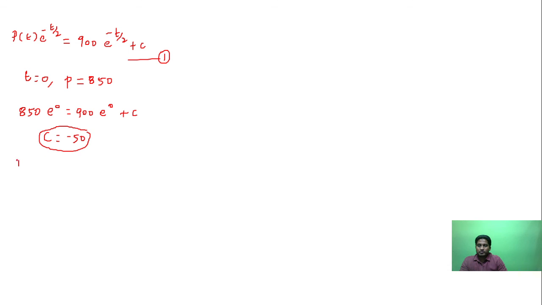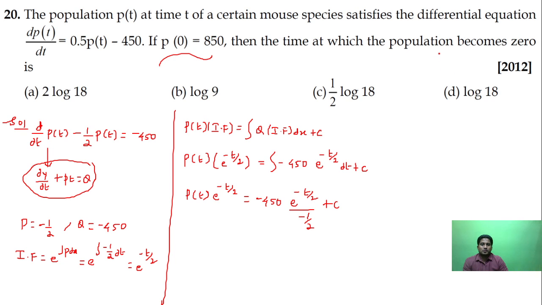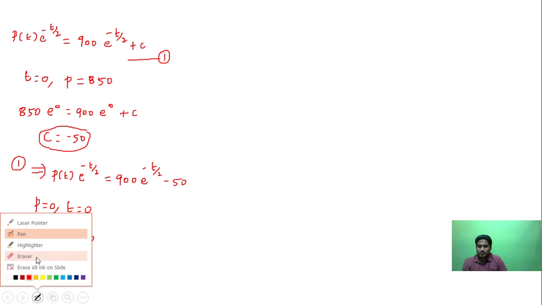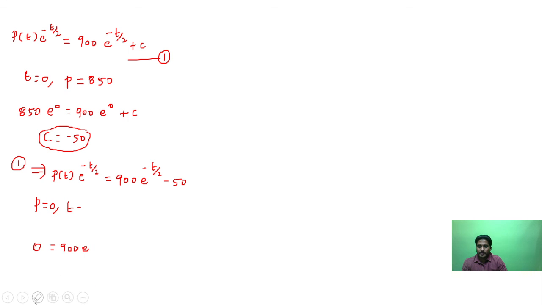Substitute the value of c in equation 1. You get p of t e to the power of minus t by 2 is equal to 900 e to the power of minus t by 2 minus 50. Now what am I supposed to find out? The time at which the population becomes 0, that is when the population is 0, what should be the time? That's the question. So the left side will be 0 because the population is 0, and I am supposed to find the value of t.